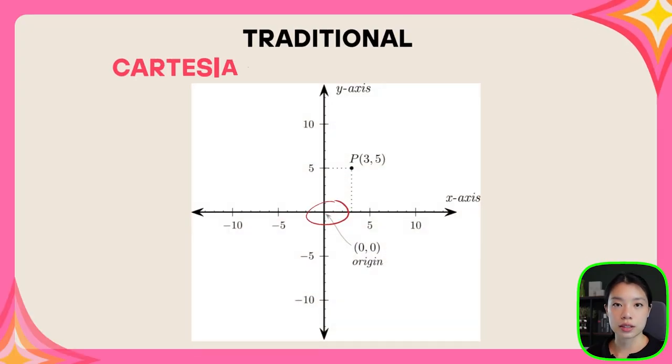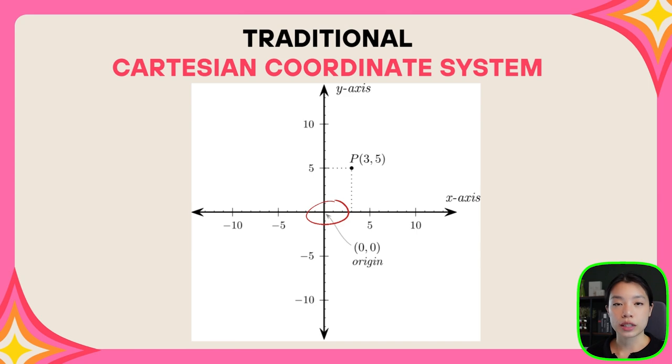You might be familiar with the traditional Cartesian coordinate system where the point of origin, 0, 0, is in the middle of the axes. On the x-axis, it goes from left to right, negative to positive. Whatever is on the left of the origin is negative, and whatever is on the right of the origin is positive. And on the y-axis, whatever is below the origin is negative, while whatever is above the origin is positive.